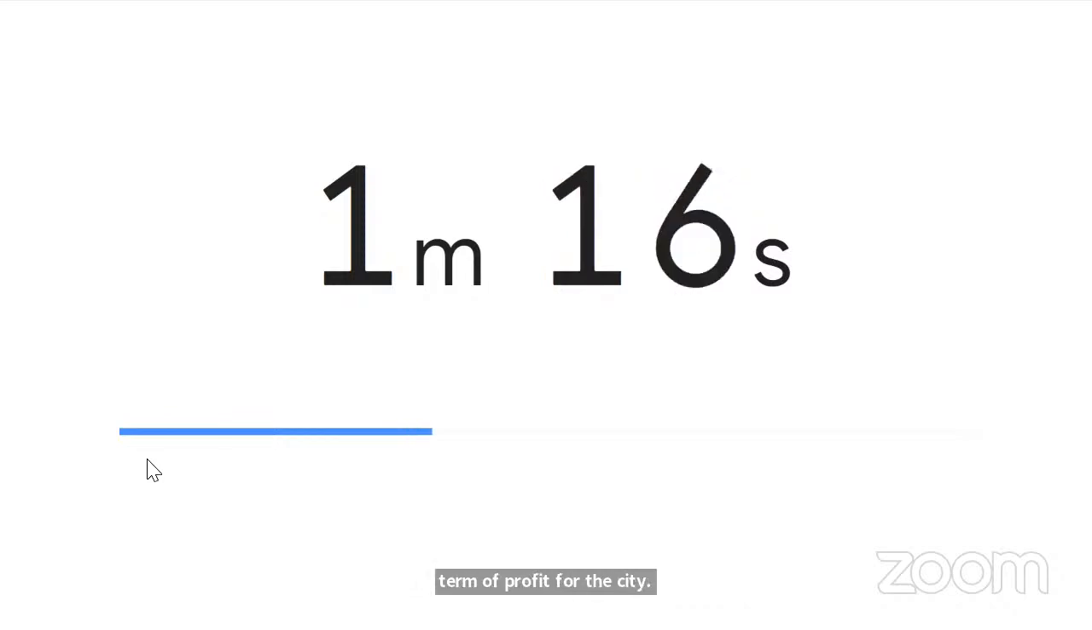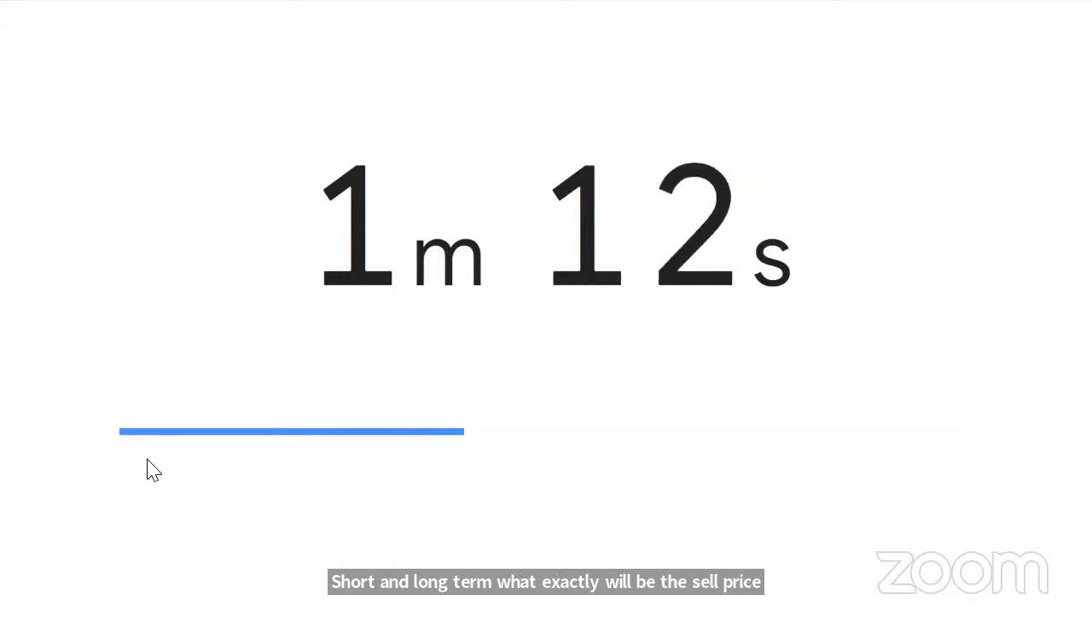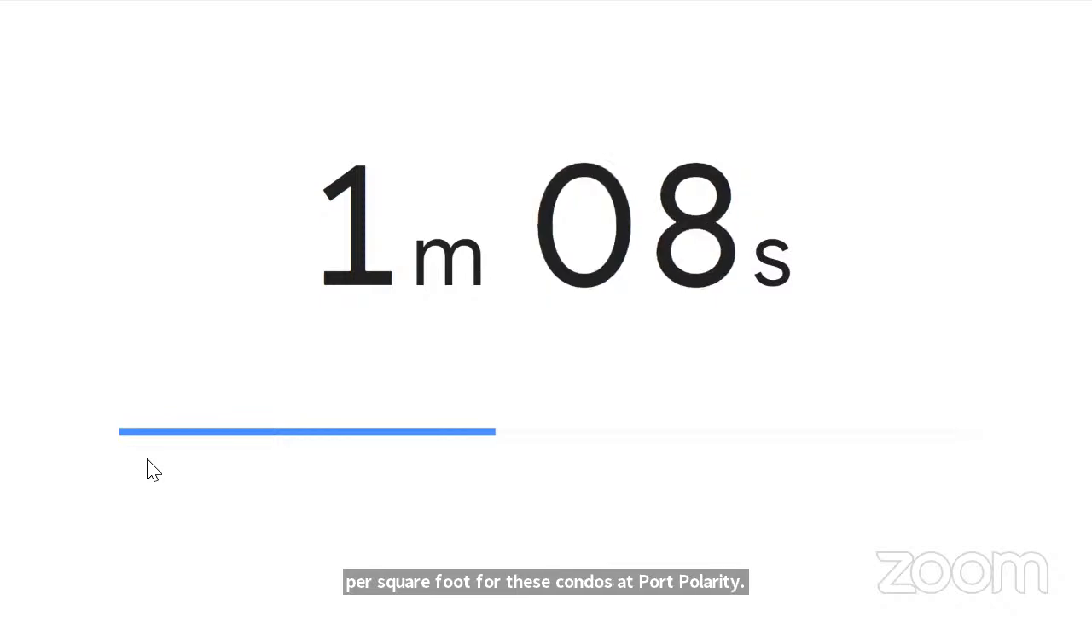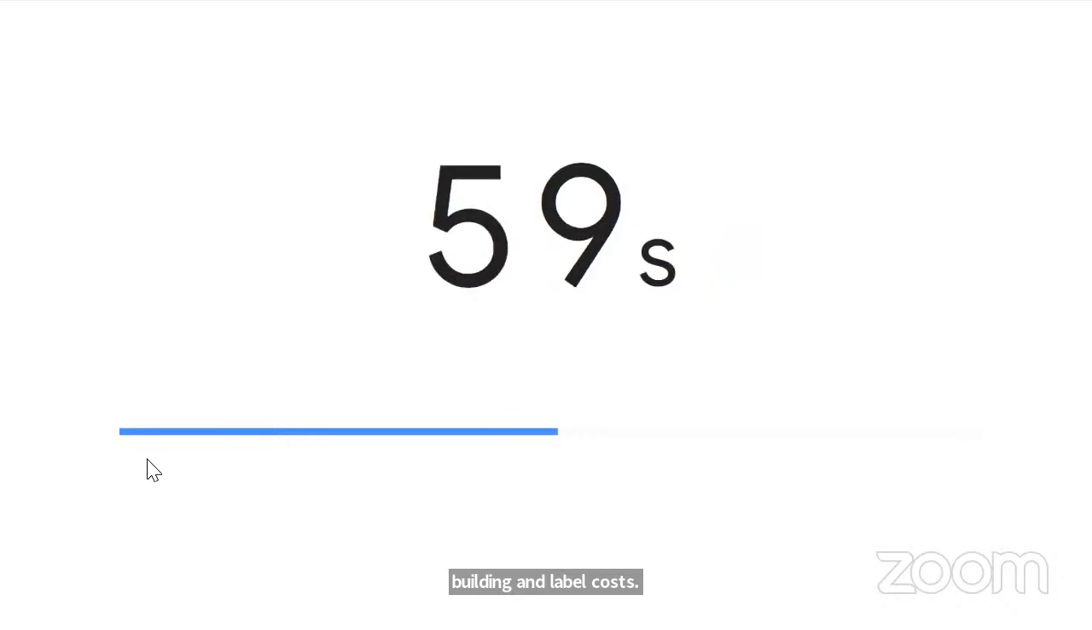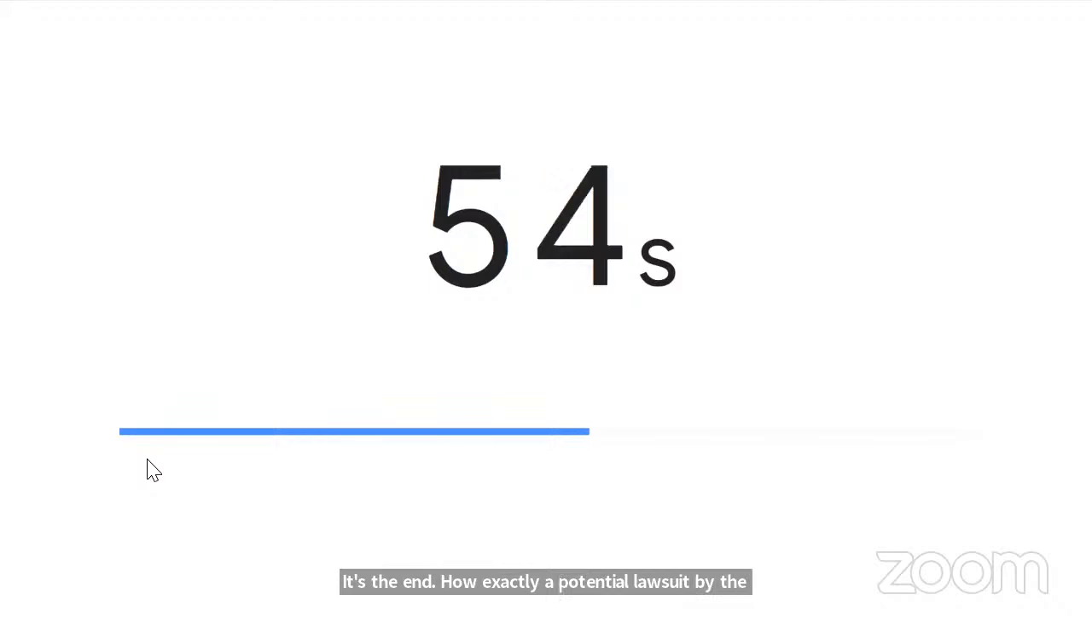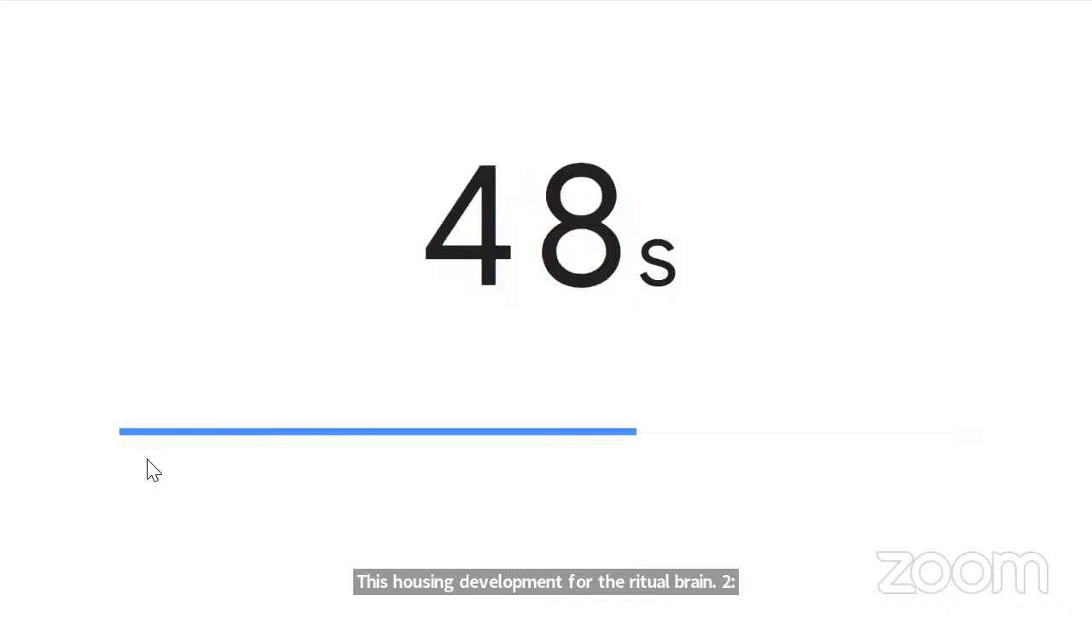What exactly will be the sale price per square foot for these condos at Point Molate? In fact, when was the latest analysis conducted, and does it take into account today's tremendous increases in building and labor costs? In the end, how exactly would a potential lawsuit by the developer compare with the everlasting catastrophe this housing development for the rich would bring? I urge the council, please vote no on this CFD.